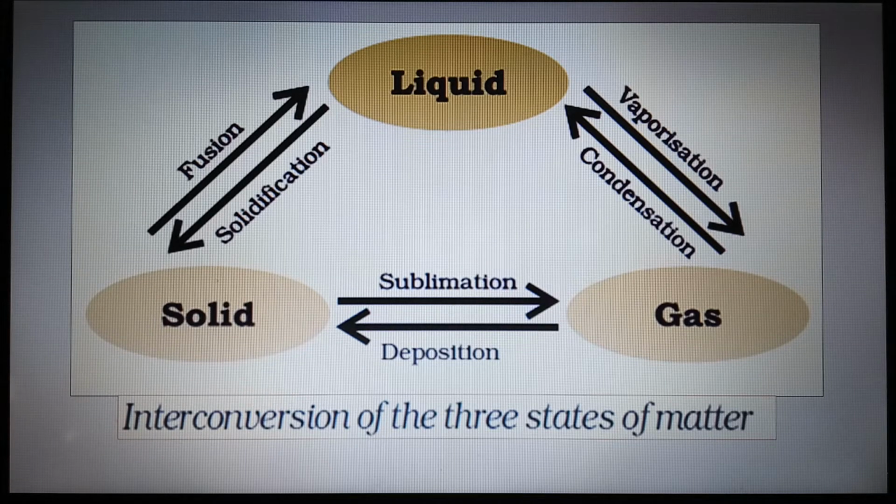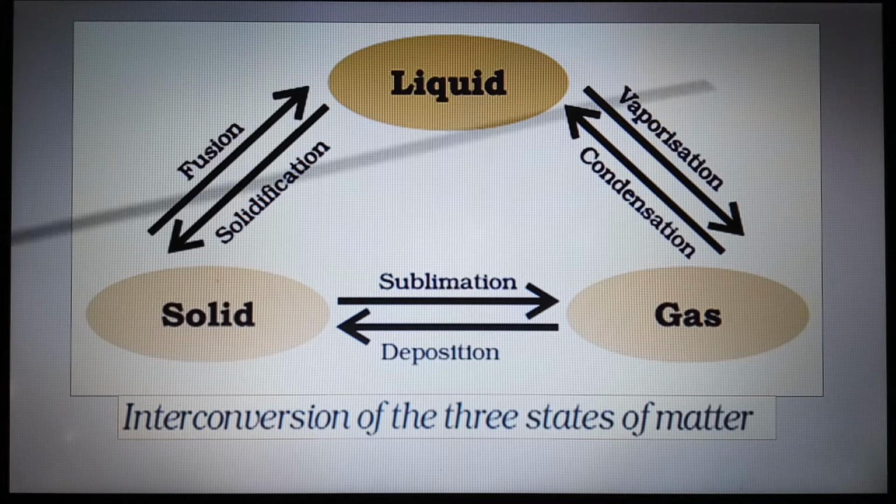For example, ammonium chloride, iodine and camphor are all examples of sublimation. These are all sublimating substances, solids changing into the gaseous form, called sublimation. In the reverse way, the particles get deposited one by one to form the solid again, which is called deposition, the reverse of sublimation. So I hope you understood this interconversion between the states of matter for solid, liquid and gas.